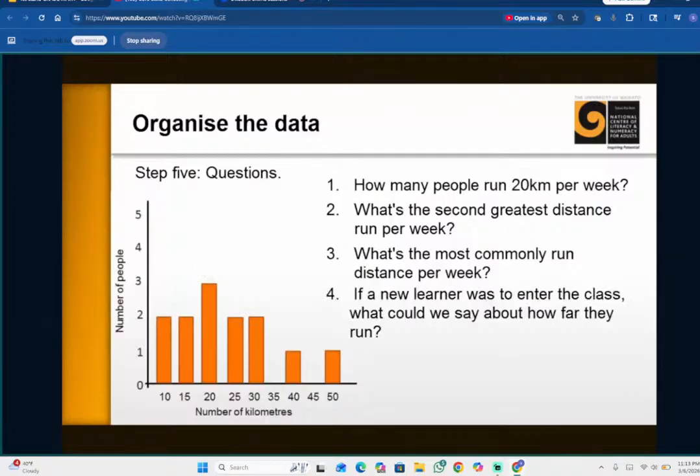And 4, beginning to use the data in the graph to make inferences or to predict what might happen in the future. If a new learner was to enter the class, what could we say about how far they run? And this usually engenders a lot of good discussions because somebody will say, well, we don't know how far they run because we don't know what they do. But you can get a sense of how far they would run. For example, they're likely to run somewhere between 10 and 50 kilometers, just based on the evidence that we already have.